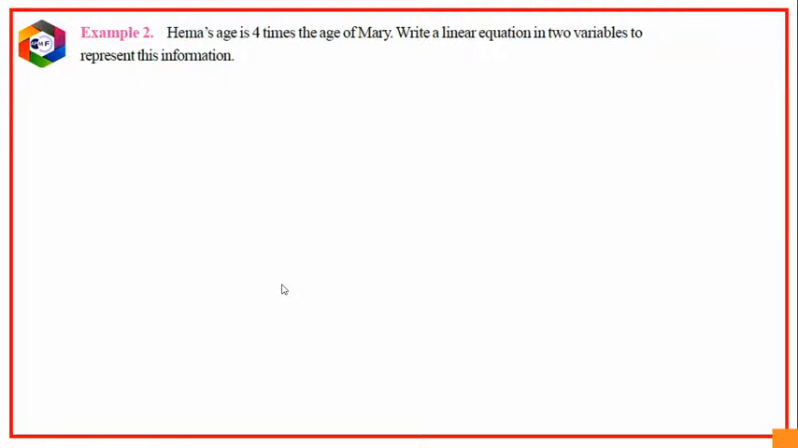Hema's age is 4 times the age of Mary. So there are two persons. One is Hema and another one is Mary. Let us assume that we can assume X to any one age. I'm starting with Hema's age. Let age of Hema be equal to X years. And another person is there here, Mary. So therefore, age of Mary will be equal to, let us assume, Y years.